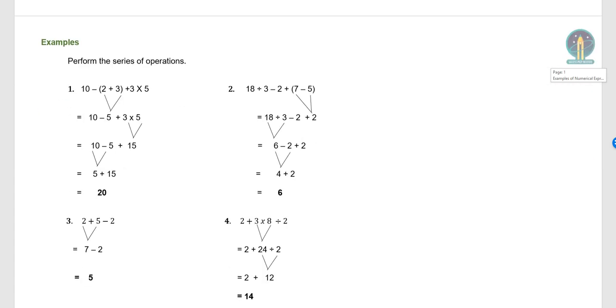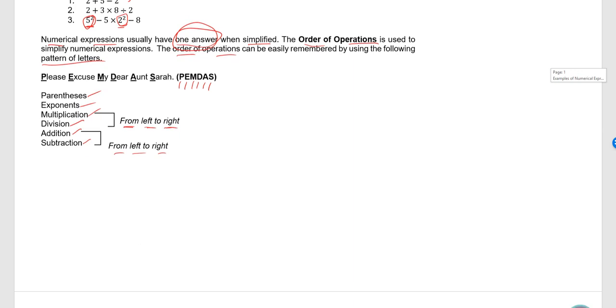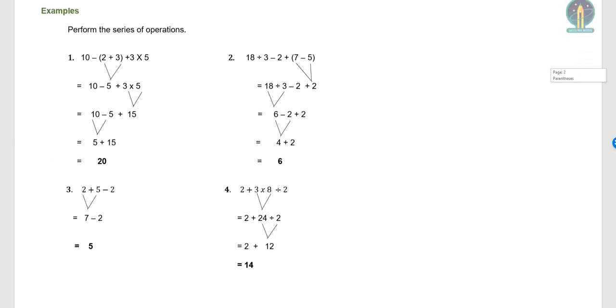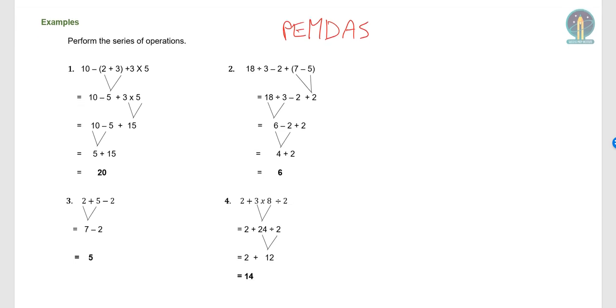Let's look at some examples. Remember the mnemonic again, PEMDAS, and let's write it here so we can refer to it in identifying the right order of operations. Example 1: 10 minus, parentheses, 2 plus 3, and then plus 3 times 5. According to our mnemonic, PEMDAS, right?